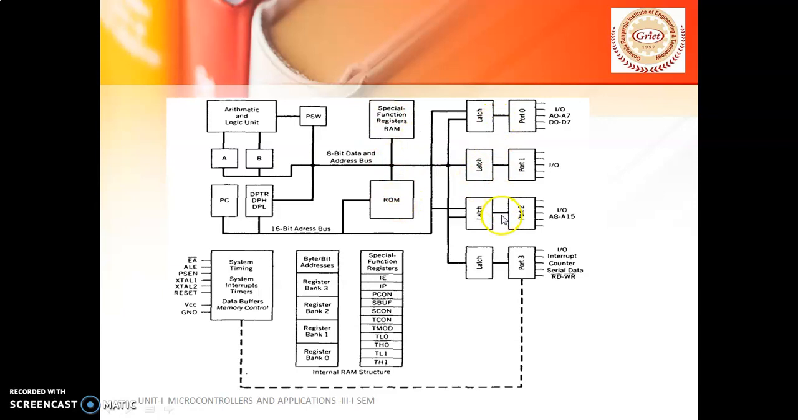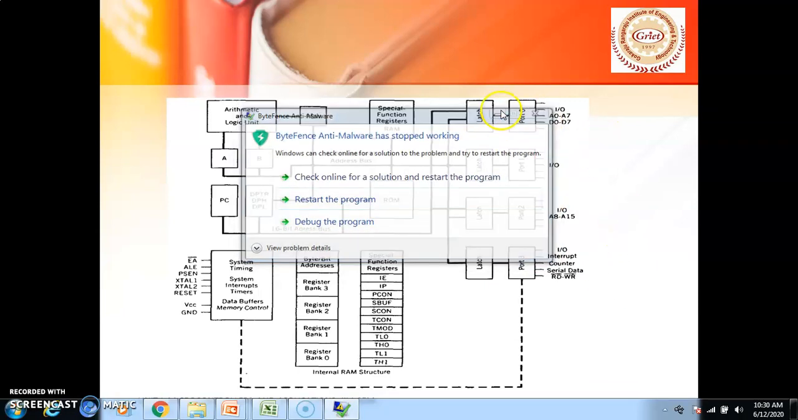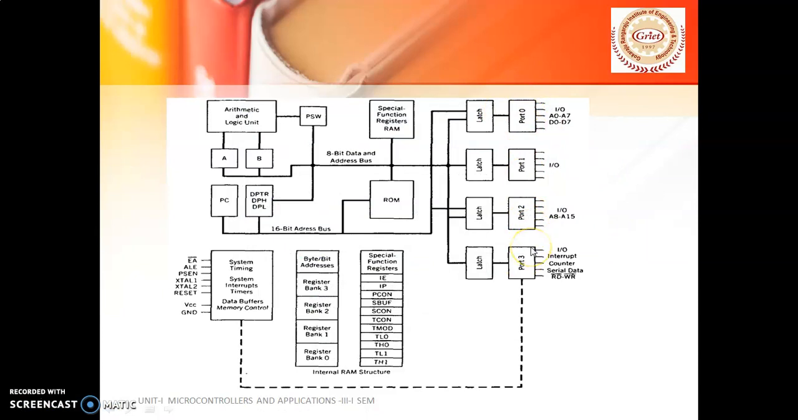Coming to the IO ports, the 8051 microcontroller has a total of 32 IO pins, configured as 4 ports: port 0, port 1, port 2 and port 3. All 4 ports are bidirectional and each port can be configured as an input port as well as an output port. All the 4 ports are provided internally with some latches. These IO ports are generally used when we want to connect external devices to the controller; the external devices can be connected to these port pins, that is port 0, port 1, port 2 and port 3.